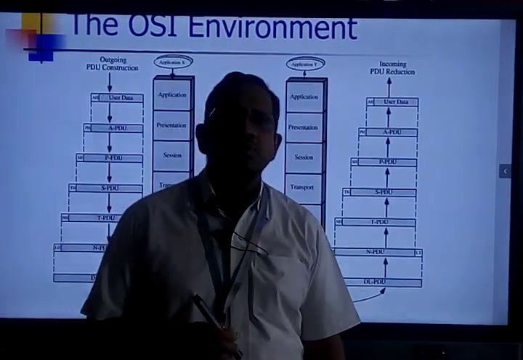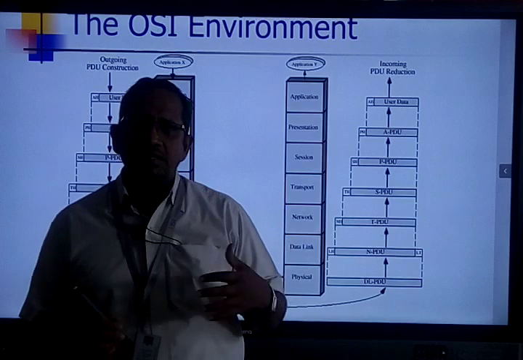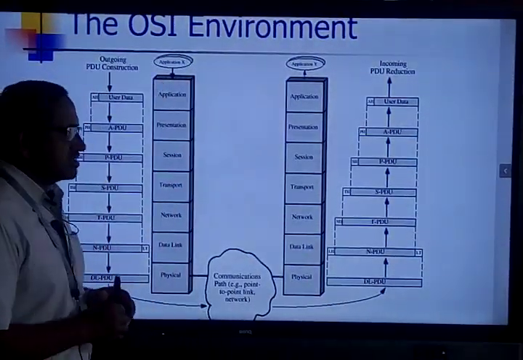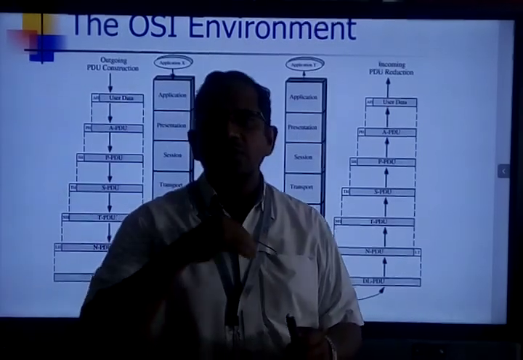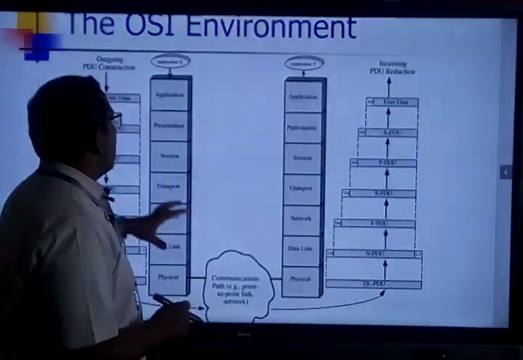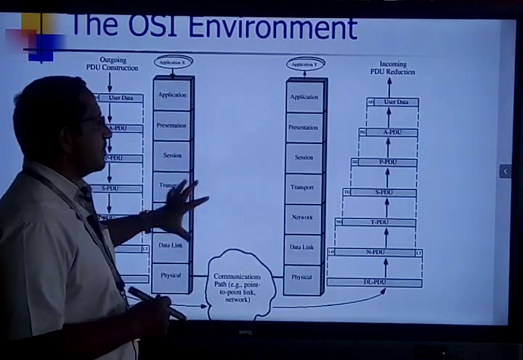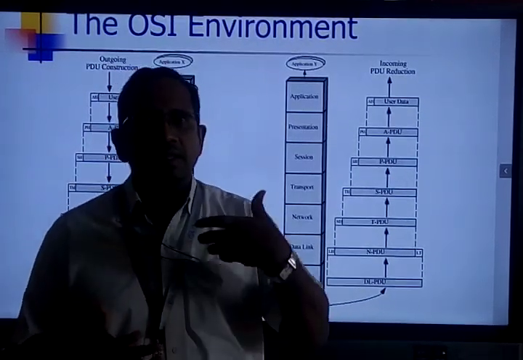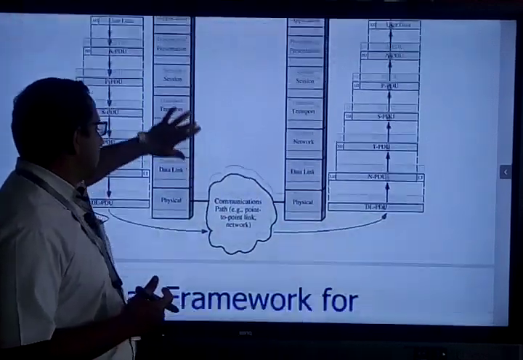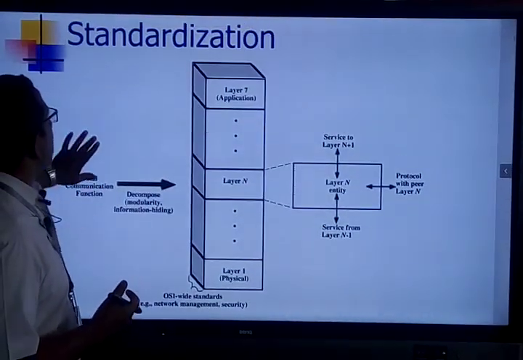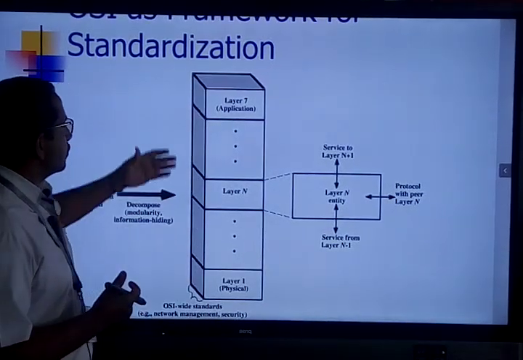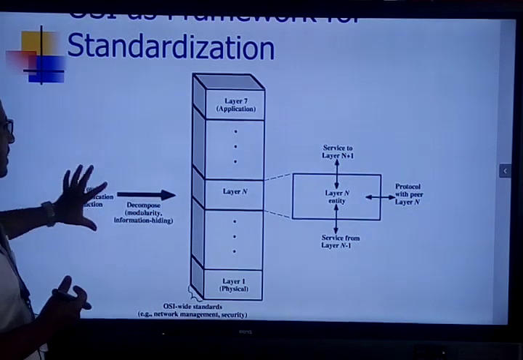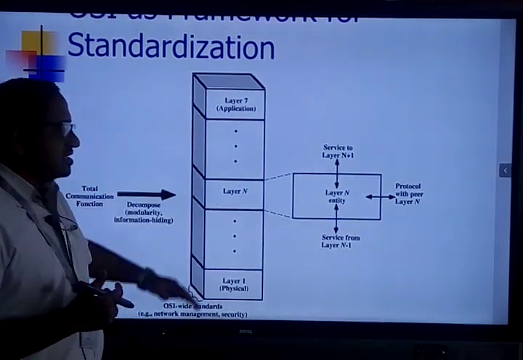Whichever computer wants to communicate its signal in the network, all the computers have to satisfy these 7 layers of the OSI model. This is a generalized model, where every computer has to satisfy the functionalities of these 7 layers if it wants to communicate in the network. Then we discussed the independent layers. All the communication functionalities are simply divided into 7 layers.